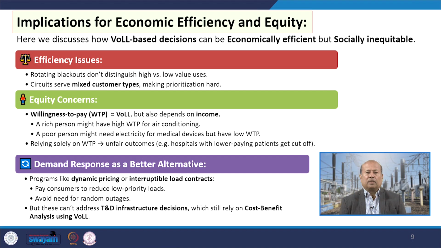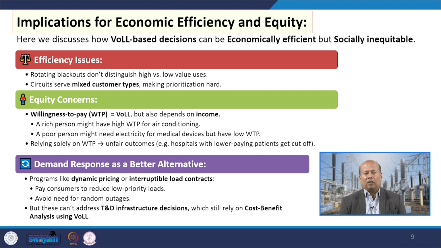Equity concerns: willingness to pay, that is WTP, equals VoLL, but also depends on income. A rich person might have high WTP for air conditioning. A poor person might need electricity for medical devices but have low WTP. Relying solely on WTP leads to unfair outcomes, for example a hospital with lower paying patients gets cut off.